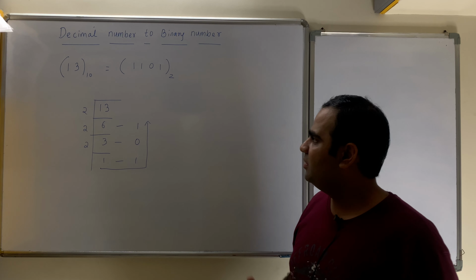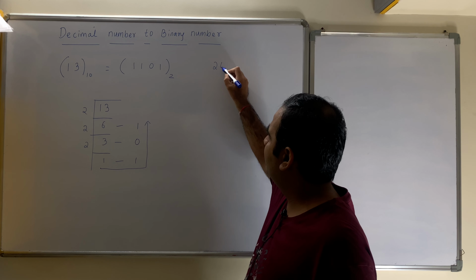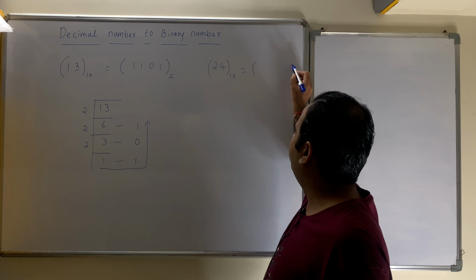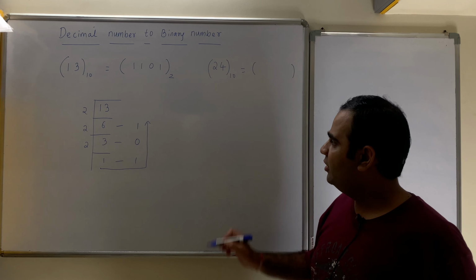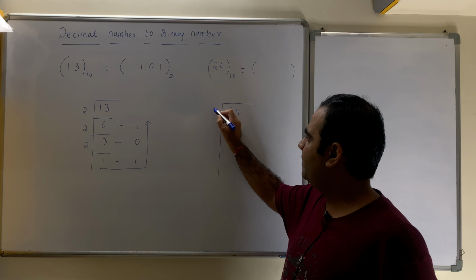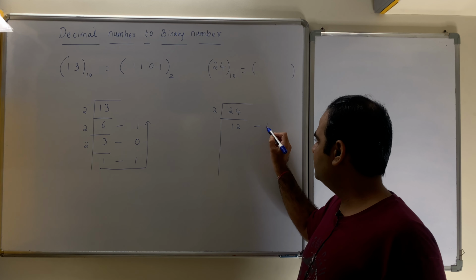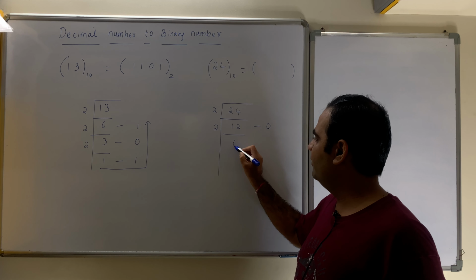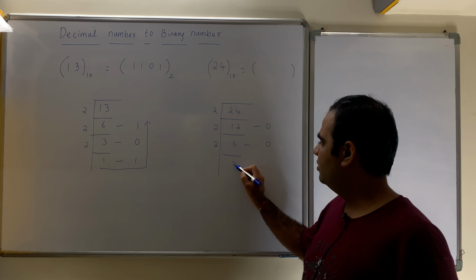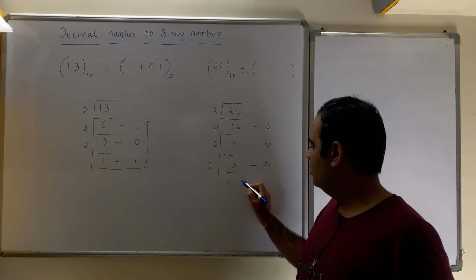Now let's see one more example. Say for example, we want to convert 24 of base 10 to a binary number. How do we do it? We take 24 and go on dividing the number by 2. 2 12 ja 24, what is the remainder? 0. 2 6 ja 12, what is the remainder? 0. 2 3 ja 6, what is the remainder? It is again 0. 2 1 ja 2, what is the remainder?